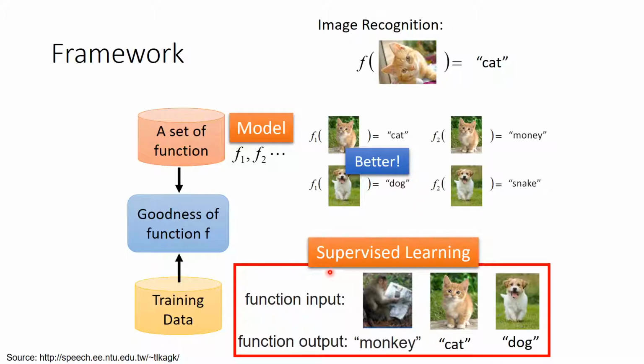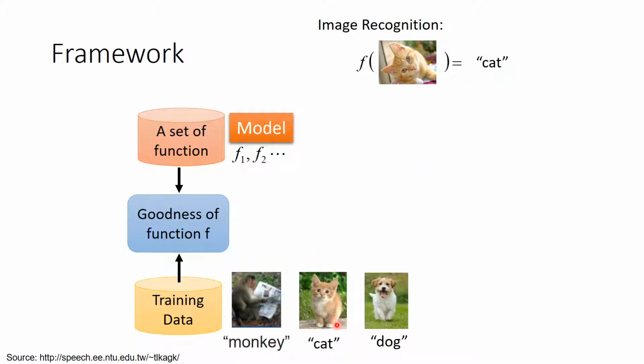When we do the training with data that has function input and function output, this is called supervised learning. After the training, we found a good function, and maybe not only one, maybe two or three, and we want to pick the best function.